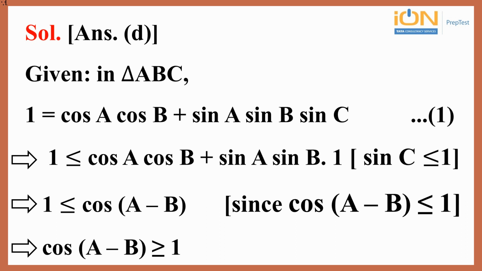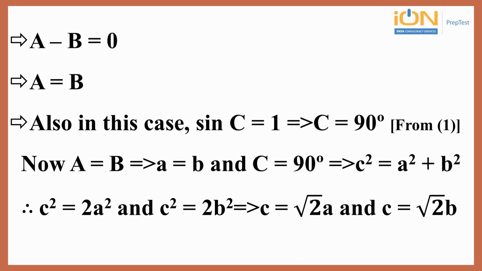We are given in the triangle 1 equal to cos A cos B plus sin A sin B sin C. We know that sin C is less than or equal to 1, therefore the right hand side we can write to be less than or equal to cos A cos B plus sin A sin B. Therefore 1 is less than or equal to cos of A minus B, which means that cos of A minus B is greater than or equal to 1. But we know that cos of any angle has to be less than or equal to 1. So cos of A minus B has to be equal to 1. So A minus B has to be 0, since A and B are angles of a triangle. Therefore this implies A is equal to B.